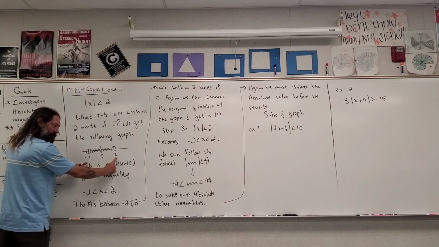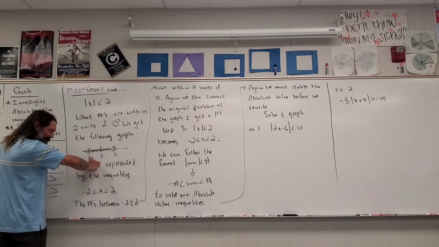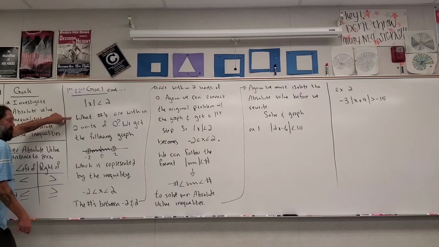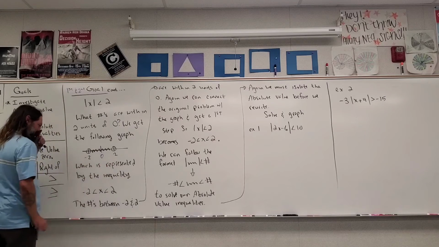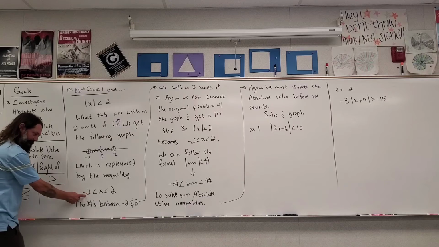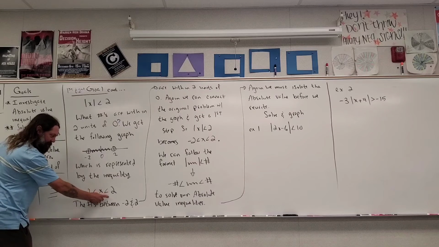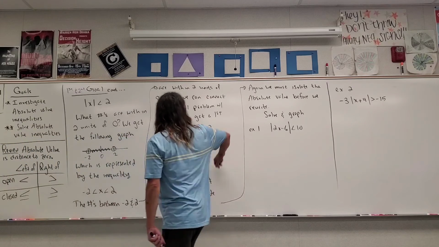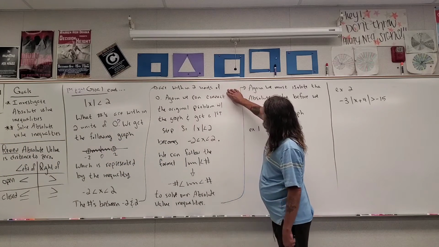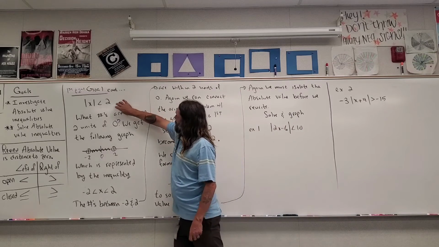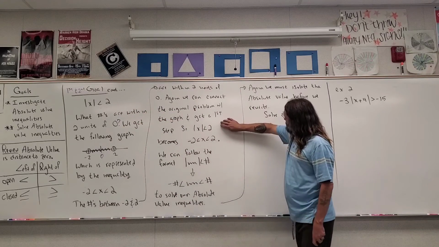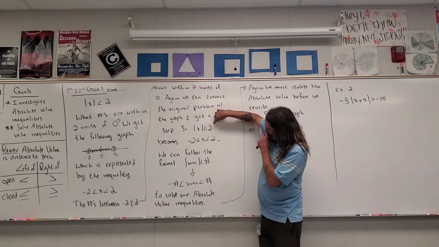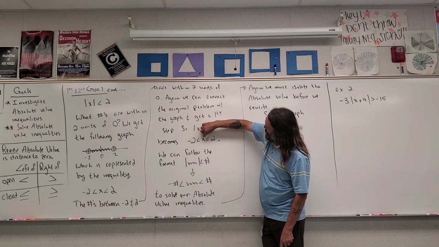I get a graph with 2 and negative 2 as my boundaries, and every number in between answers the question of what numbers are within 2 units of 0. And this graph is represented by the following inequality. Negative 2 is less than x, and that's less than 2. So the numbers between negative 2 and 2 are within 2 units of 0. Again, we can connect the original problem with the graph and get a first step. So the absolute value of x less than 2 becomes negative 2 is less than x less than 2.